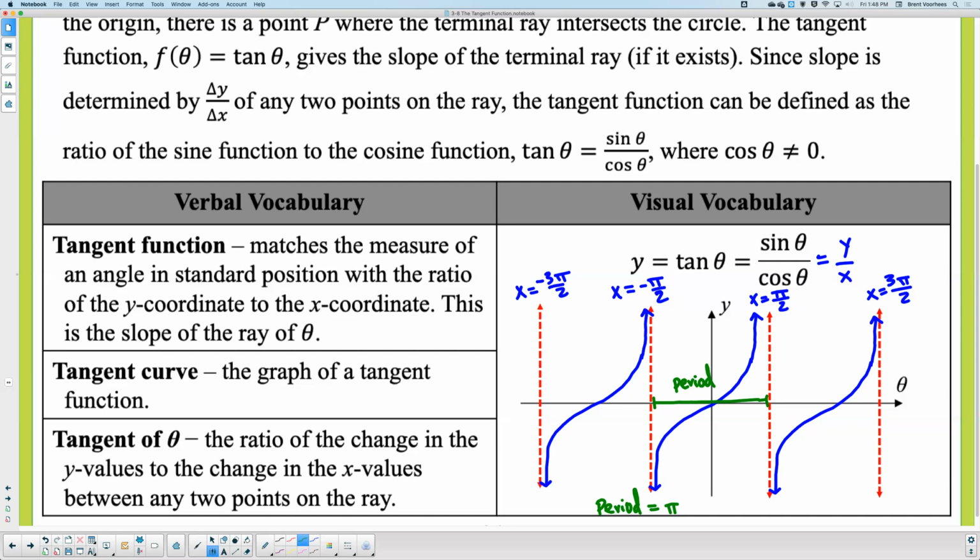Something also that's unique about tangent is every graph of tangent will only increase or it'll only decrease based off of whether it's positive or negative. Look at this graph carefully. This graph, what can you tell me about this graph right here?